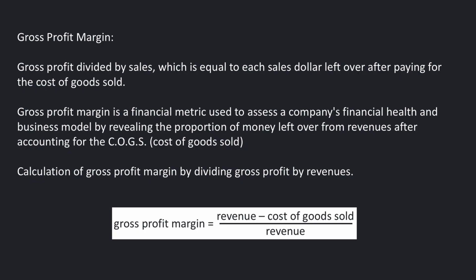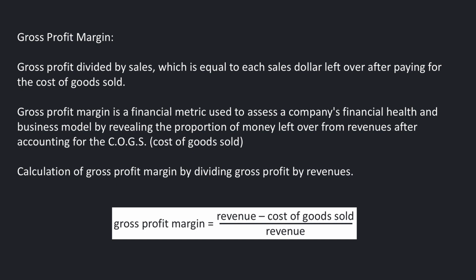Gross profit margins are gross profits divided by sales, which is equal to each sales dollar left over after paying for the cost of goods sold. Gross profit margin is a financial metric used to assess a company's financial health and business model by revealing the proportion of money left over from the revenues after accounting for the costs of goods sold.